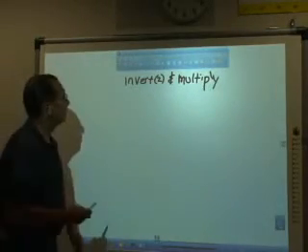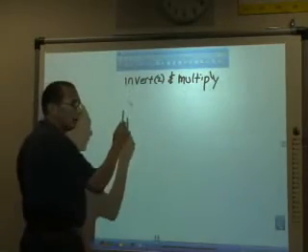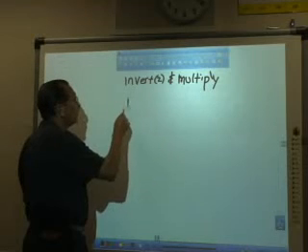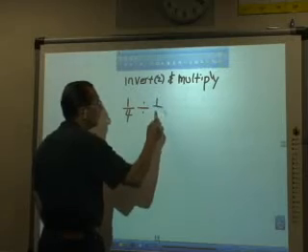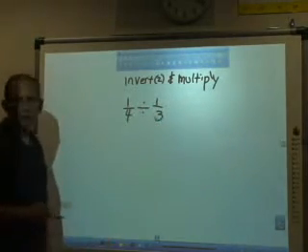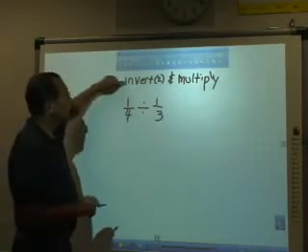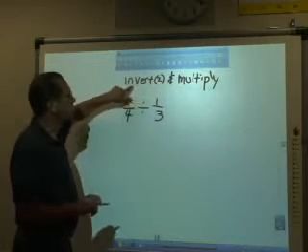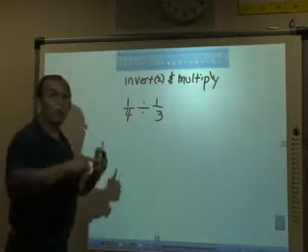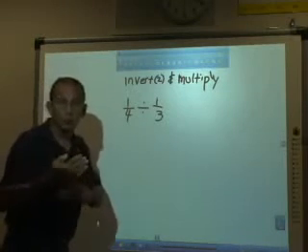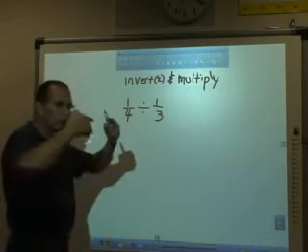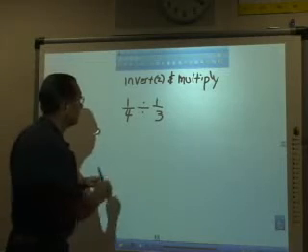Invert and multiply. Now, let's do 1/4 divided by 1/3. You notice I put a 2 here, and I use the term invert. It means we're going to flip it upside down. What it creates is something called a reciprocal. A reciprocal is just a fraction flipped upside down.